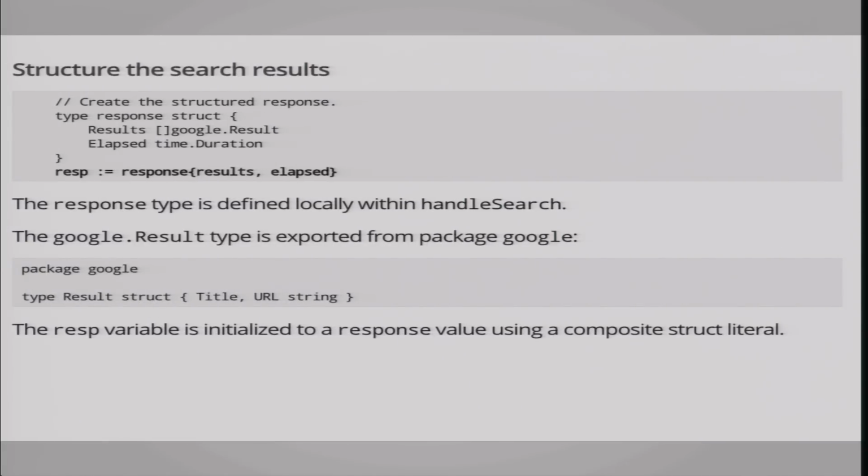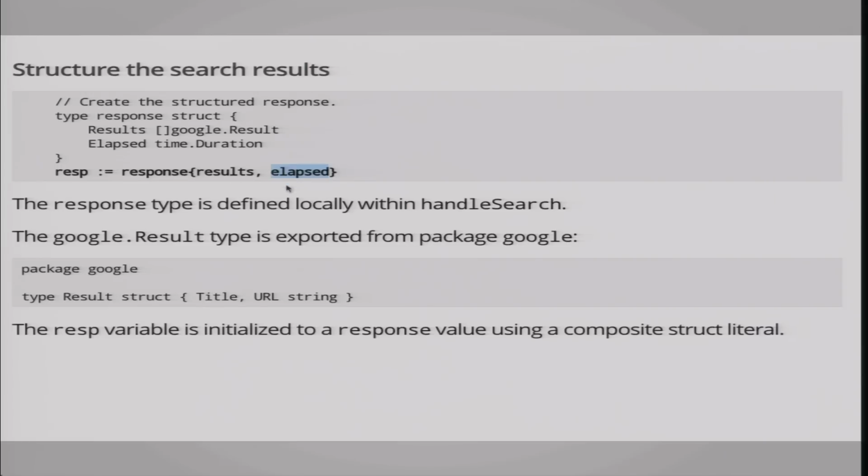So now that we have the search results, we're going to put them in a little structure so that we can integrate with the rendering a little bit more easily. So we're going to declare a little inline type. This is a type declared locally inside our function body. It's just a struct called response that has 2 fields, the slice of results and the elapsed time, which is a duration. And then we're going to declare a value called resp, which is that response. And here we're just specifying a little struct literal with the results and elapsed time we got from our call.